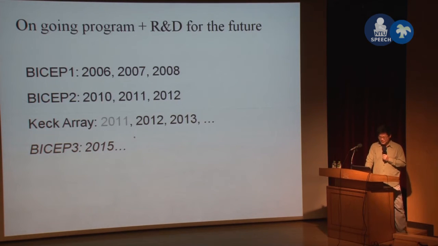So all these experiments, with different acronyms, are only after one thing, that is r. r is the tensor-to-scalar ratio, measuring the amplitude of gravitational waves with respect to scalar perturbation.